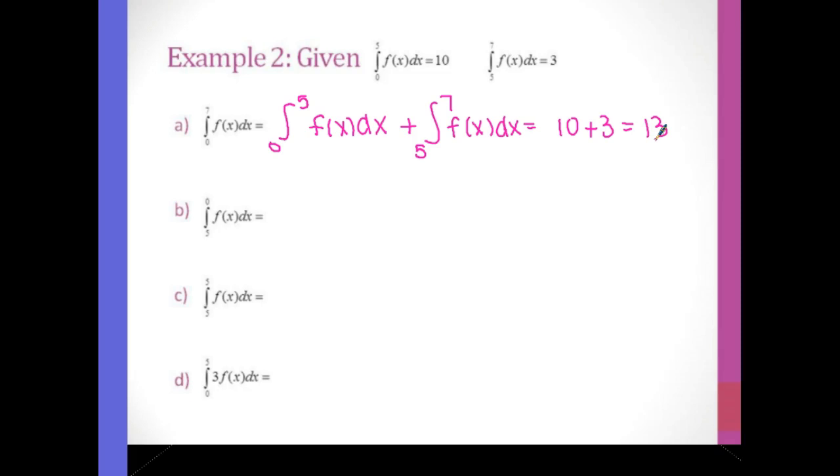Okay, the integral from 5 to 0 of f of x dx. How do you do 5 to 0? Yeah, we need to use the negative property. So this is negative the integral from 0 to 5. So that means this is negative 10.